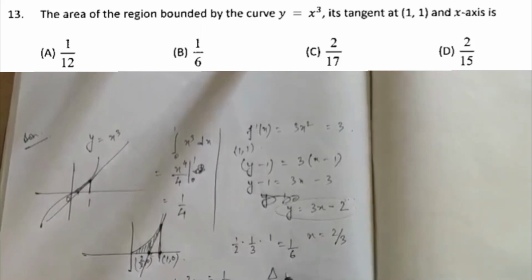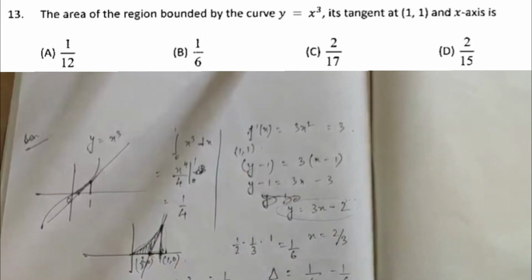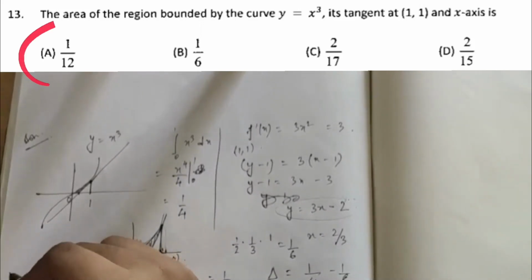So required area will be 1 by 4, this entire area under the curve x cube, minus the area of the triangle. That means 1 by 4 minus 1 by 6. The LCM is 12. It will come 3 minus 2, that is 1 by 12. 1 by 12 will be the answer. It's option number A.